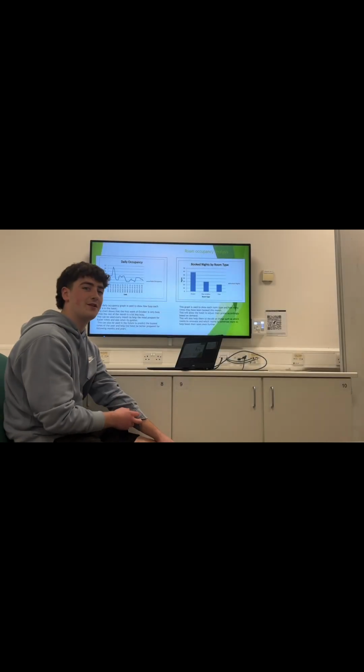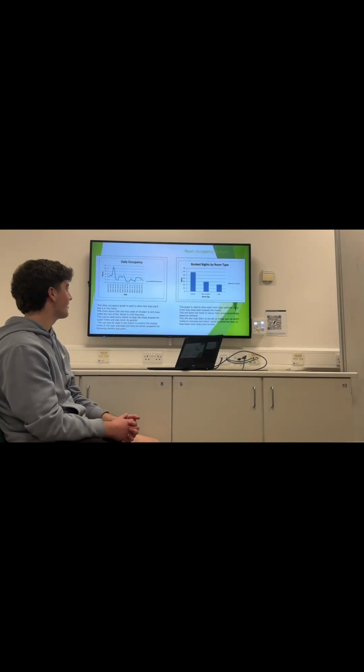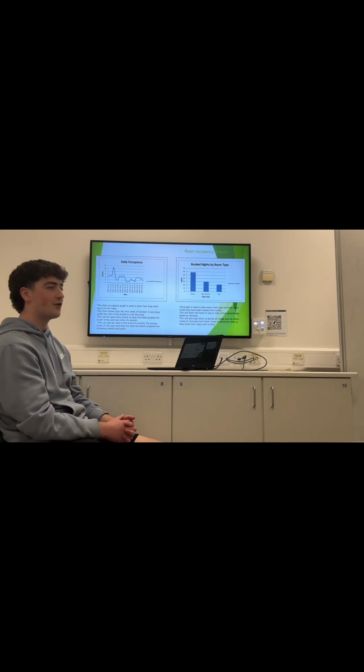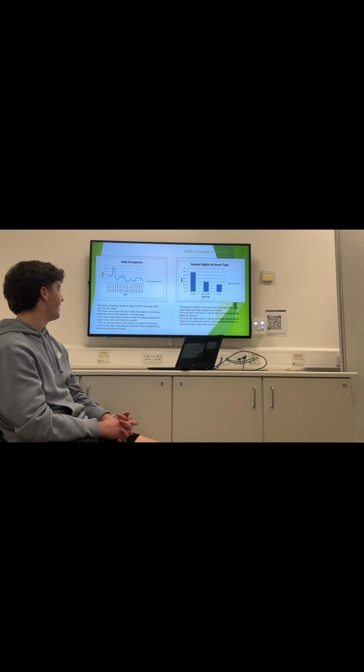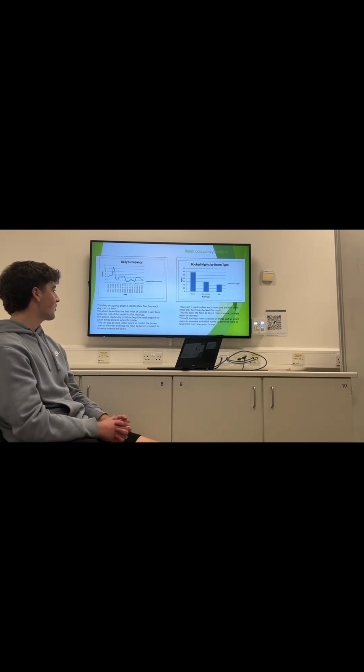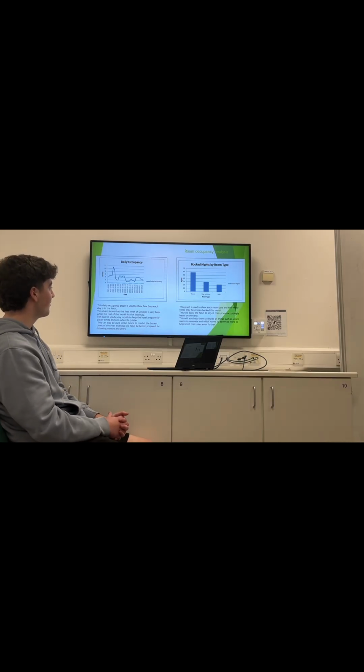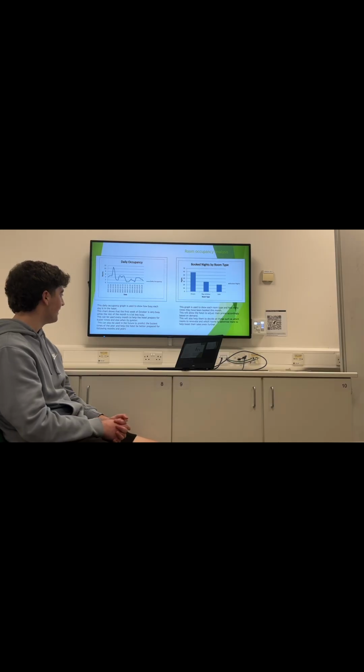So I was tasked with the room occupancy analysis. On the left I did a graph for the daily occupancy. This graph really showed that the first week of October was very busy while the rest of the month was a bit quieter. This graph can be used to predict the busiest times of the year for the hotel and help them to better prepare for the following months and years.